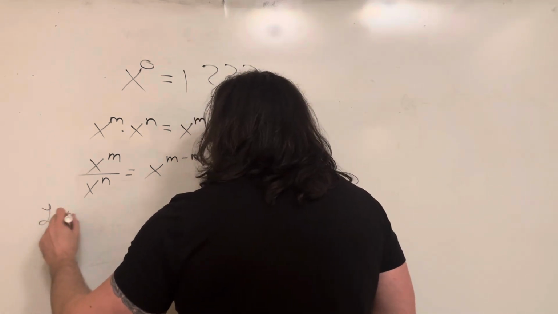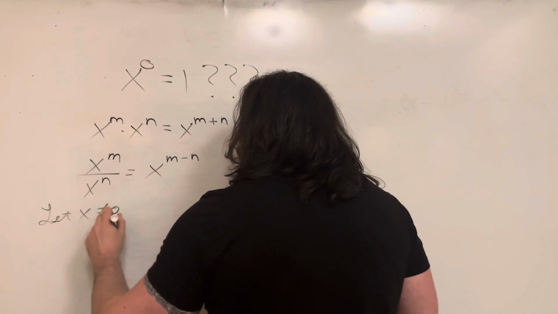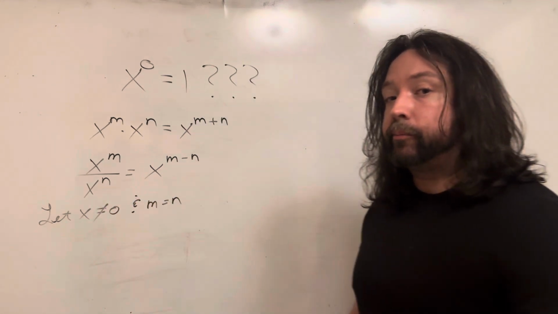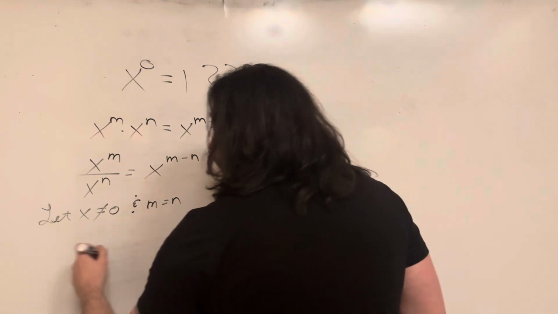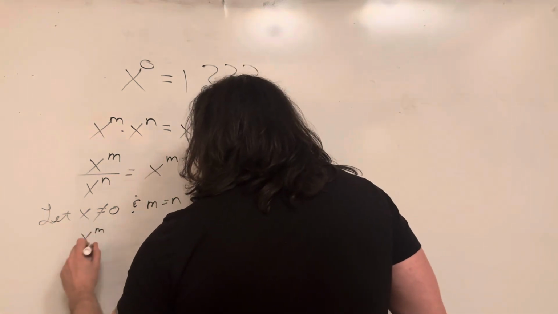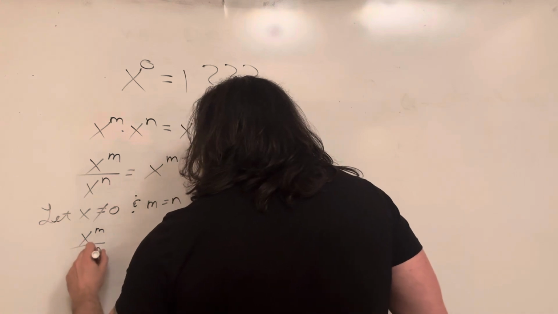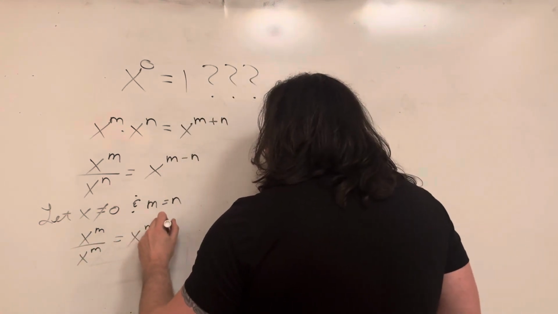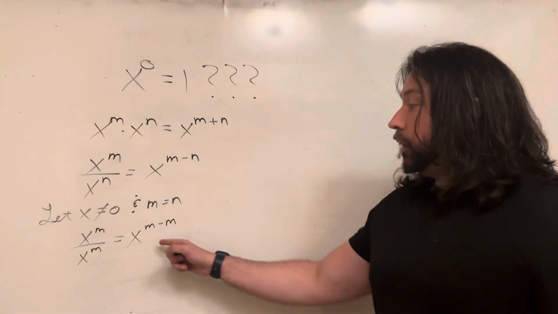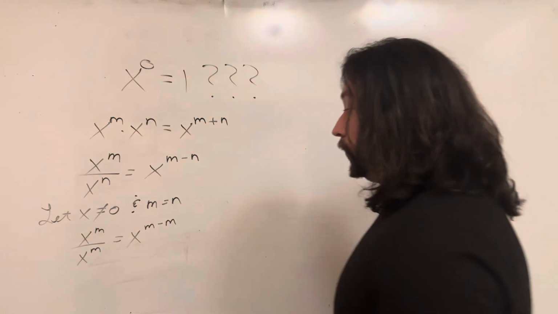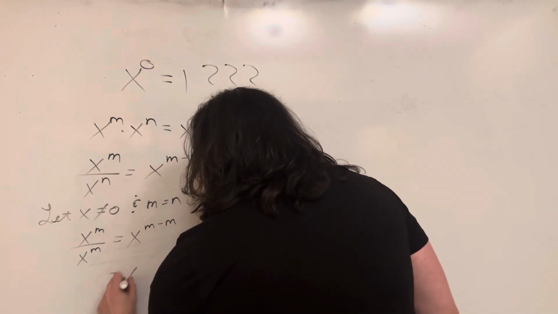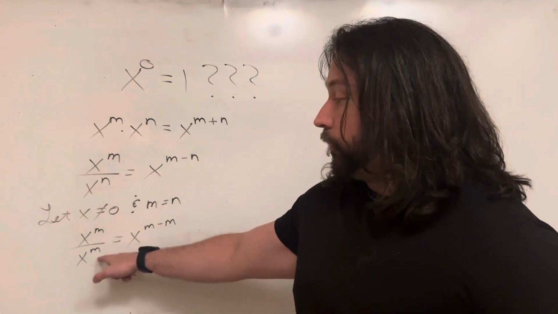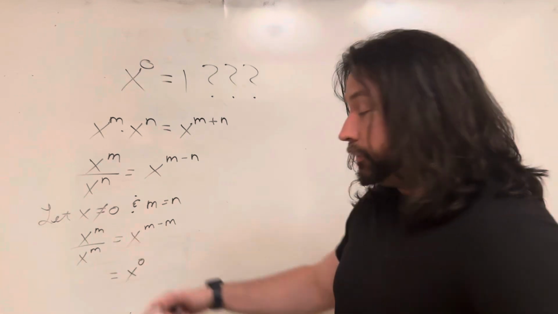Let x not be equal to 0 and m be equal to n. And so notice what happens. If m is equal to n, we have x to the m divided by x to the m, and this is equal to x to the m minus m. M minus m is just 0. So this is x to the 0. Anything divided by itself is just 1.